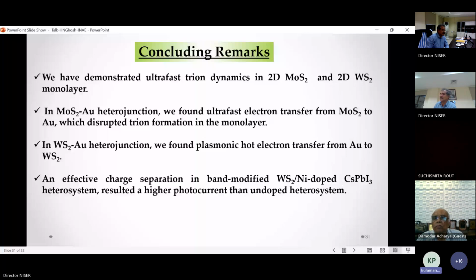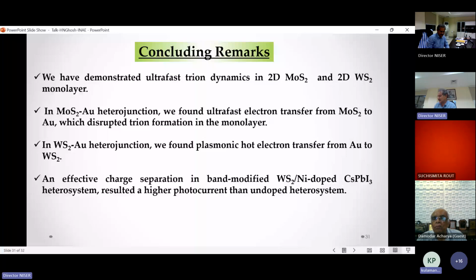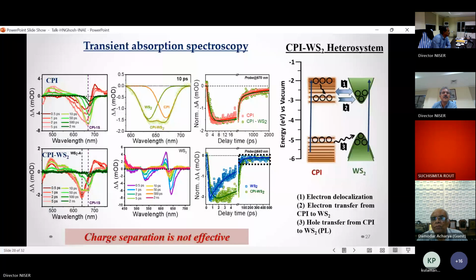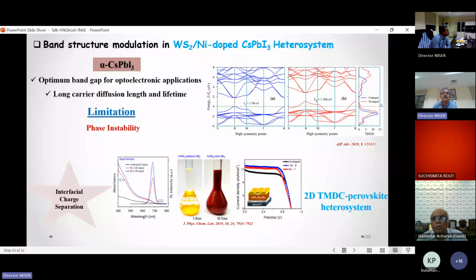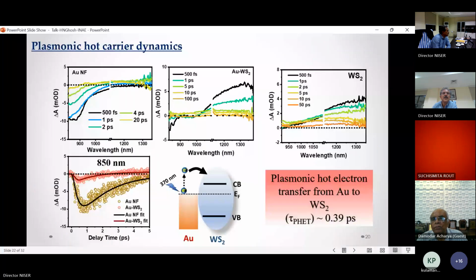Actually, we have also been working on gold-promoted heterojunction systems, and at 550 nanometer we are observing a plasmon resonance peak. But in your case, you told 850 nanometer, you observe the plasmon resonance peak for gold. Yeah, I'll show you. Yes, here. You can see it here, sir.